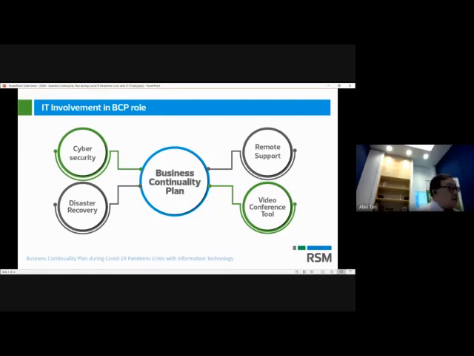The BCP is separated into four columns. As such, today's coverage will be on cybersecurity, remote support, disaster recovery, and video conferencing tools.